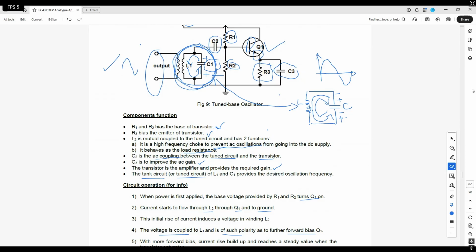Then this action will keep repeating itself. That is why you can have a continuous nice oscillation or sine wave at your output. It's just charging, discharging, and charging and discharging, with polarity changes. And that's how you get your output sine wave.